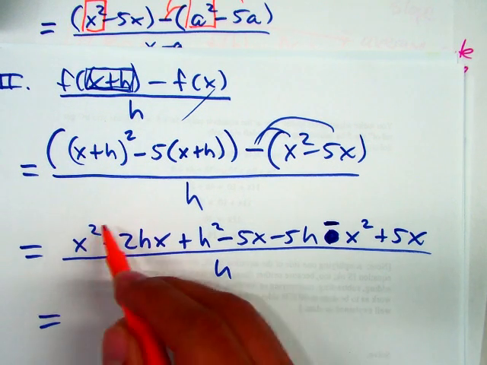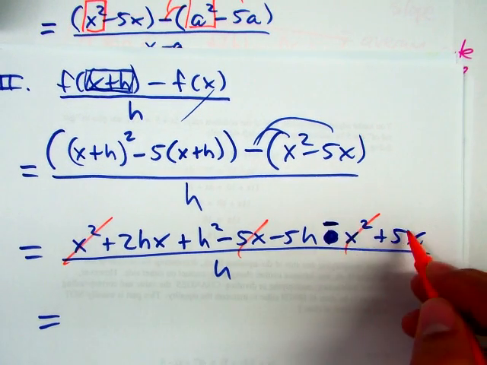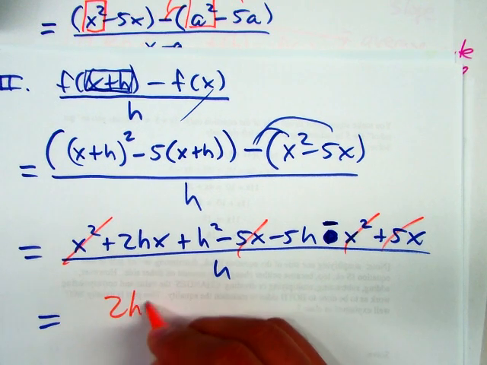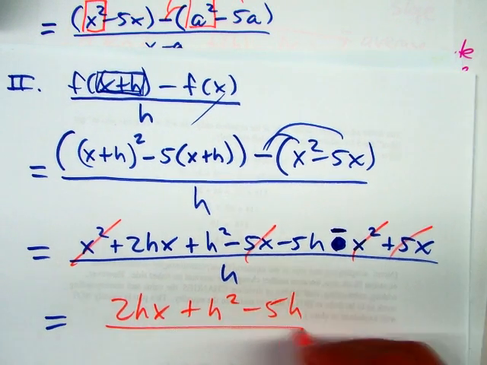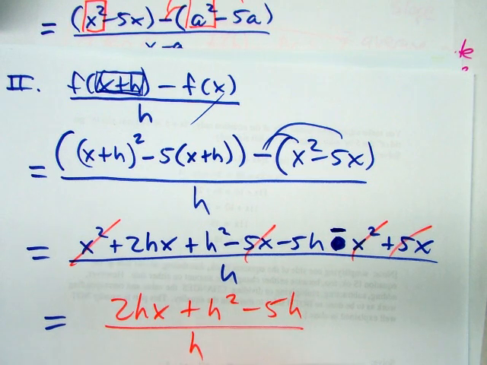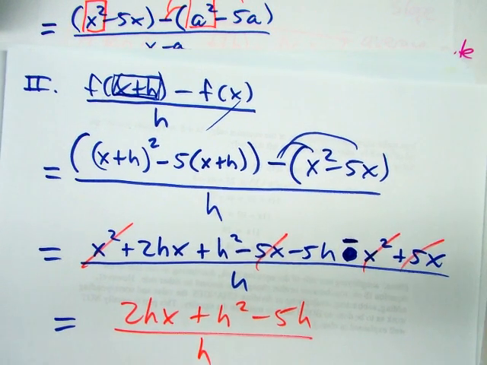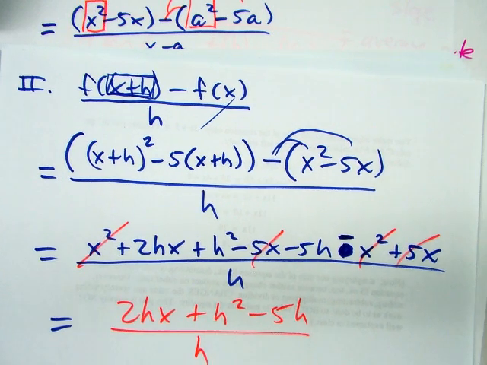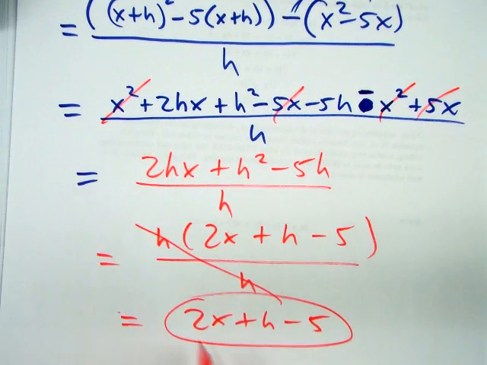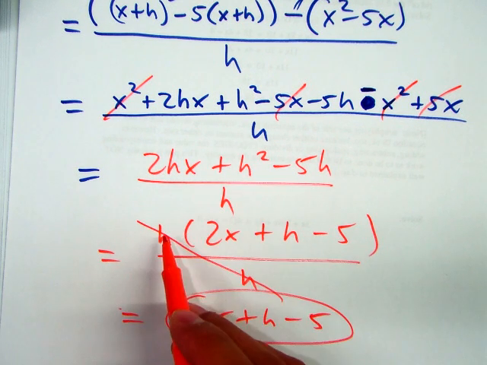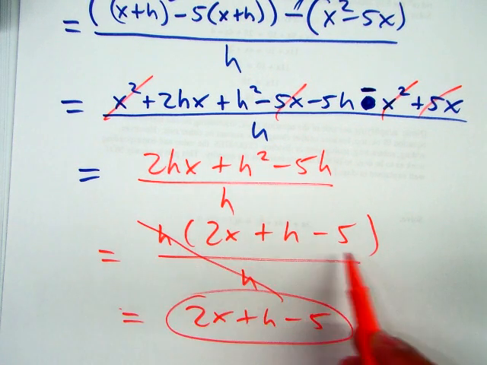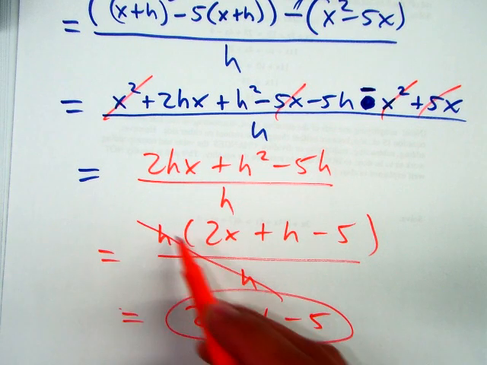Let's write down what's left. 2hx plus h squared minus 5h. Everything has an h. Take it out. So I took out h, since every term had an h. I pulled it out, wrote down what was left, and then I crossed out the common terms, which are h, and there's our final answer.